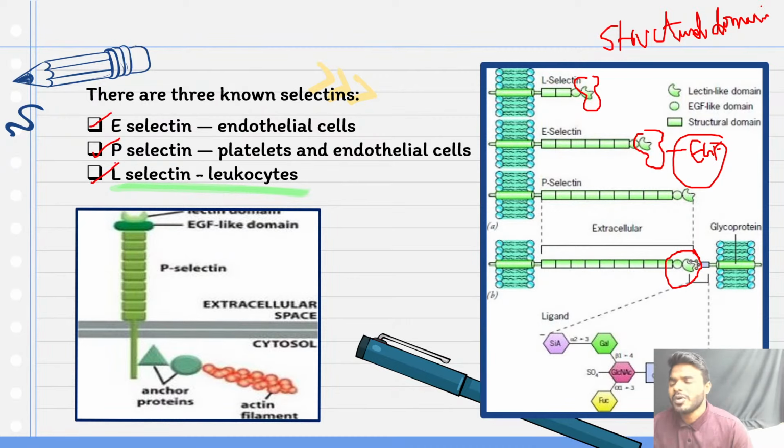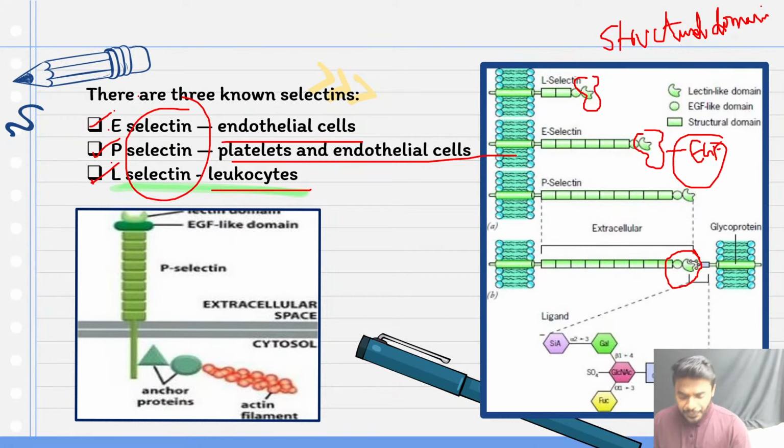And I want you to remember for the exam how we categorize them into different types of selectins. The answer is very simple. Listen to me very carefully. It is where they have been widely expressed. Based on that only we categorize them into E, P and L: endothelial cells, platelets, and endothelial cell, leukocyte. Wherever they are expressed, we have given that particular name.